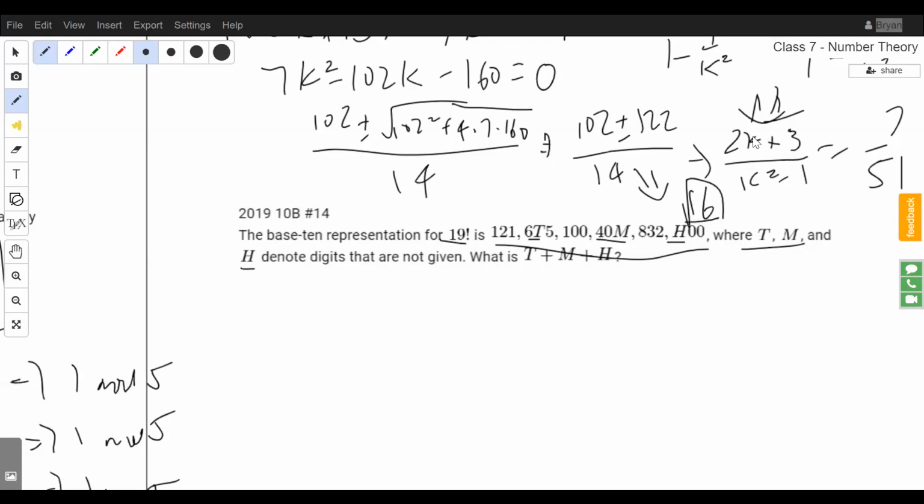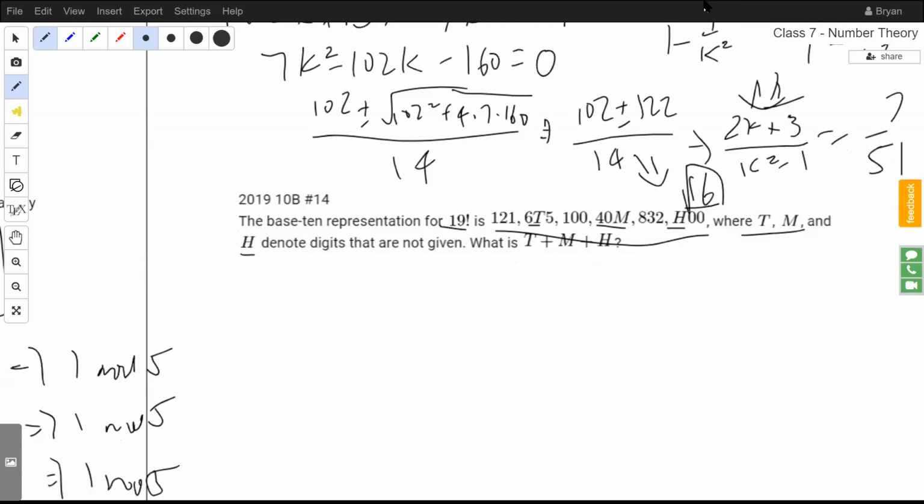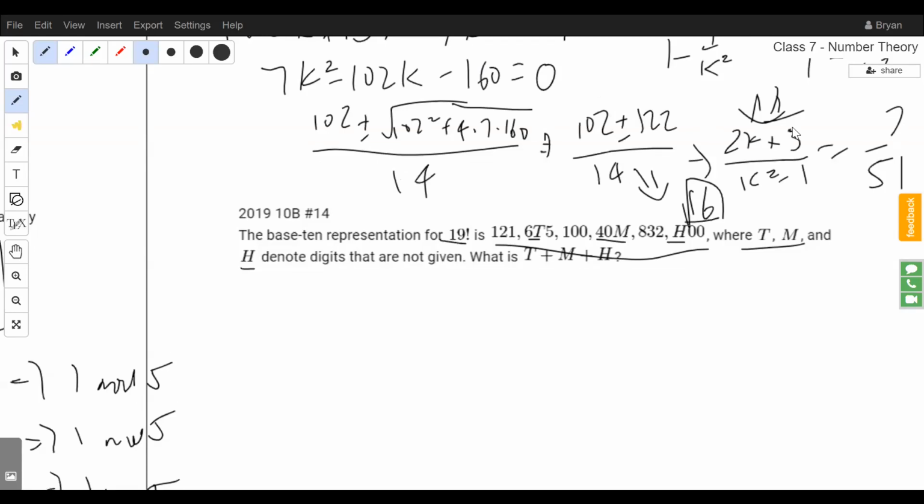Anyway, there are a few ways you can do this. For the first one, you can just multiply out 19 factorial and eventually you'd get the answer. But that way is prone to a lot of mistakes. Now we're running out of time, so I just wanted to go over this problem real fast.